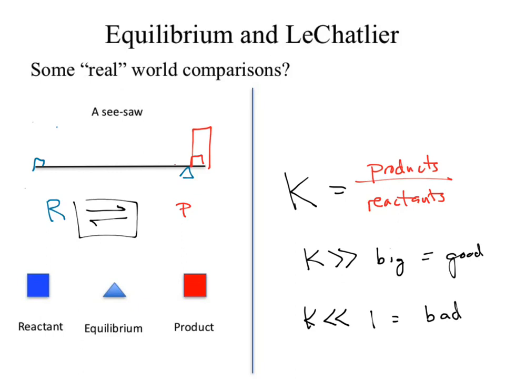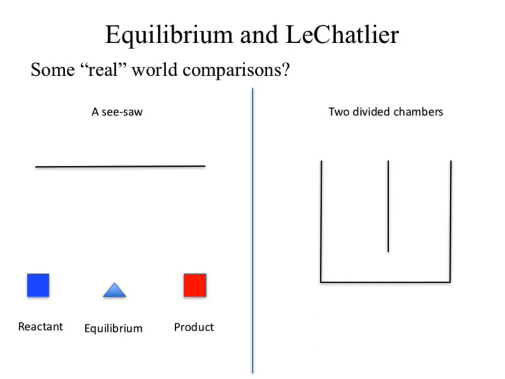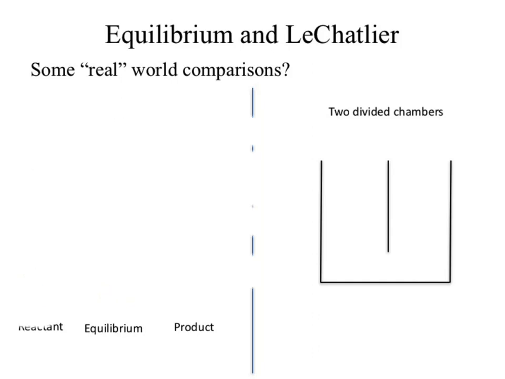Okay. So this was a very static example with the seesaw. Let's attempt to quickly look at one that's a little bit less static, because this is a little bit more like what's actually happening in a chemical reaction. I have two divided chambers with a reactant and a product. When I start a chemical reaction, typically how much product do I have?